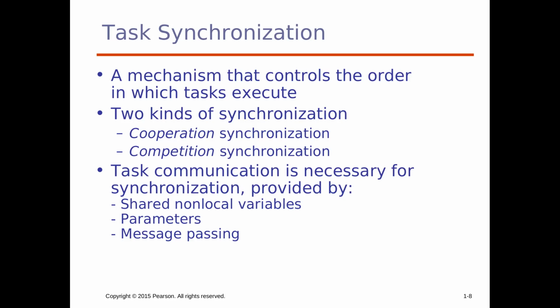And there are two different major kinds of synchronization we need to be concerned with: cooperation and competition-based synchronization. In order to make synchronization occur, tasks must communicate with each other. And the three major ways for this to occur are through shared non-local variables, right? So fields of objects or global variables in different languages. Through parameters to classes, parameters to the tasks that allow us to communicate. And finally, through message passing or method calls, as we normally think of them in object-oriented systems.